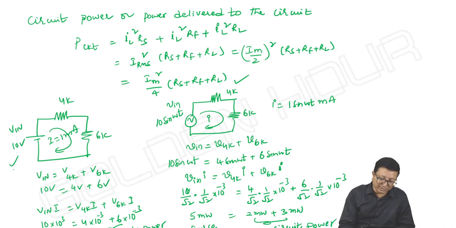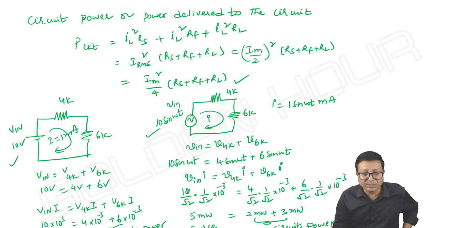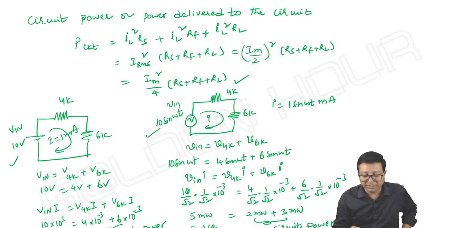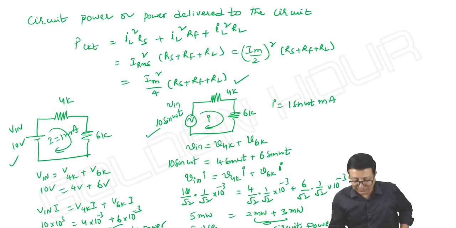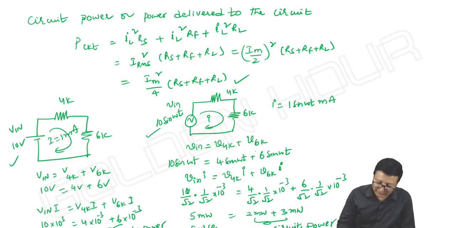Whether you take a DC source or AC source, this is true. Instead of a sine wave, you can give a triangular wave. What is there in it? Then a triangular wave of peak amplitude some 10 volts. Then what happens? 10 by root 3 into 1 by root 3 into 10 power minus 3. The same way we follow. So here it always looks like the source power is equal to circuit power.